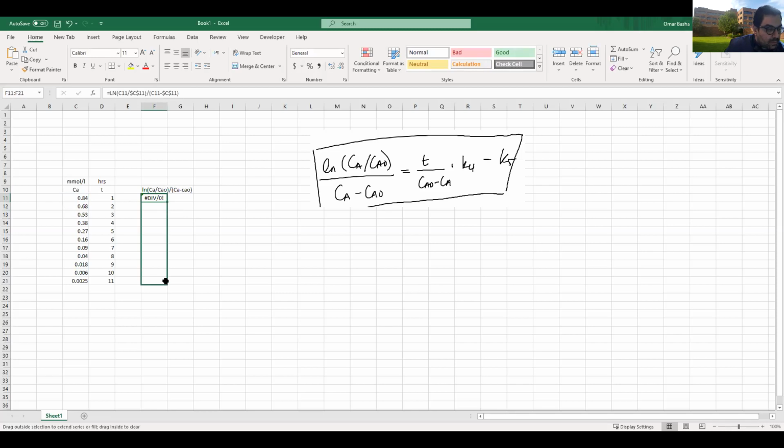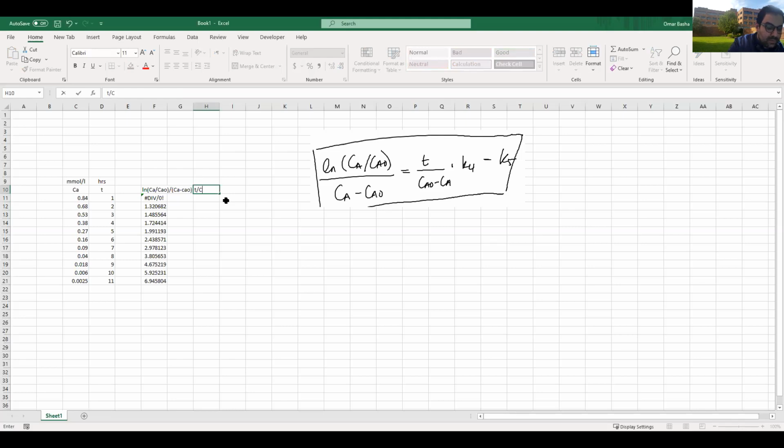I'm just not happy with this. It's fine because the first point will give us a 0. It's okay. Now let's write down the second one. So T divided by CA naught minus CA. In this case, it will be T divided by CA naught F4 minus CA. First point will be 0, it's fine.